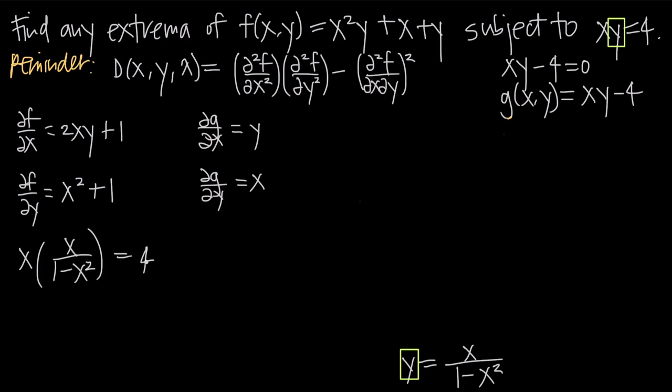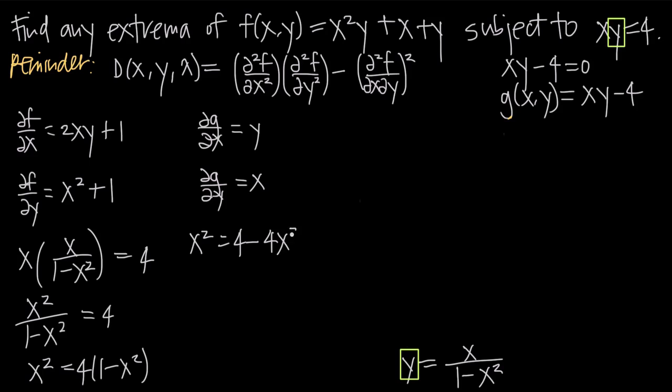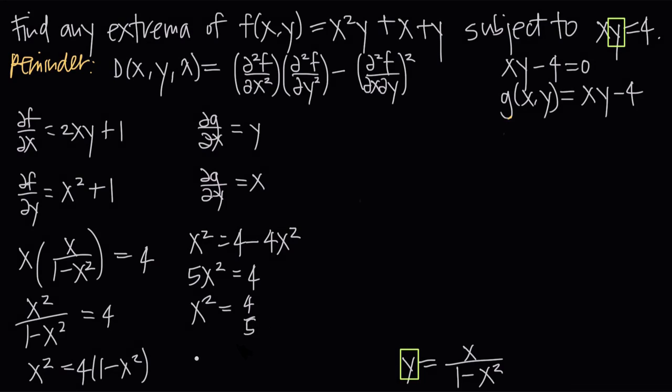Now we want to solve this for x. So what we're going to get is x squared over (1 minus x squared) is equal to 4. When we distribute this x, we'll multiply both sides by 1 minus x squared and get 4 times (1 minus x squared). Now we want to distribute the 4, so we'll get x squared equals 4 minus 4x squared. Adding 4x squared to both sides, we get 5x squared equals 4. Dividing both sides by 5, we get x squared is equal to 4 over 5. And taking the square root of both sides, we're going to get x is equal to positive or negative 2 over root 5. So we have two values of x, both positive and negative 2 over root 5.